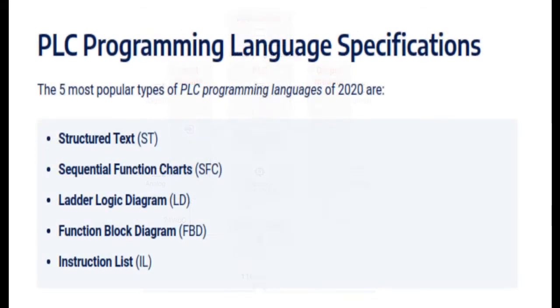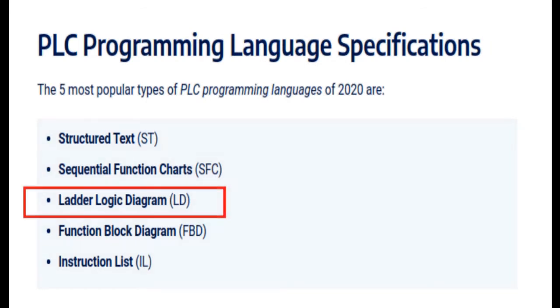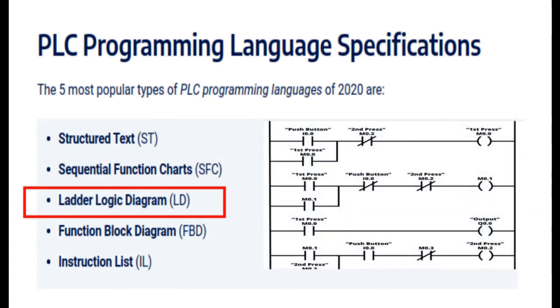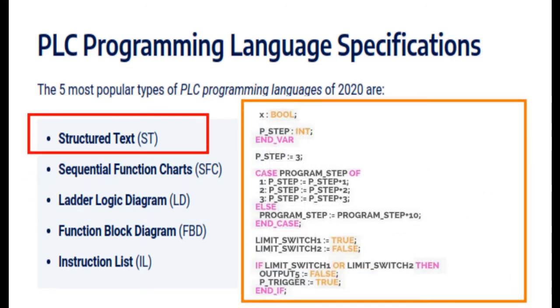PLC programs can be written in multiple languages. However, the most popular one is ladder logic because it resembles a motor controller schematic. And ladder logic is flexible, easy to learn, and well understood by electricians. However, as the younger generation keeps learning programming languages like Java, Python, and JavaScript, these languages closely resemble structured text.